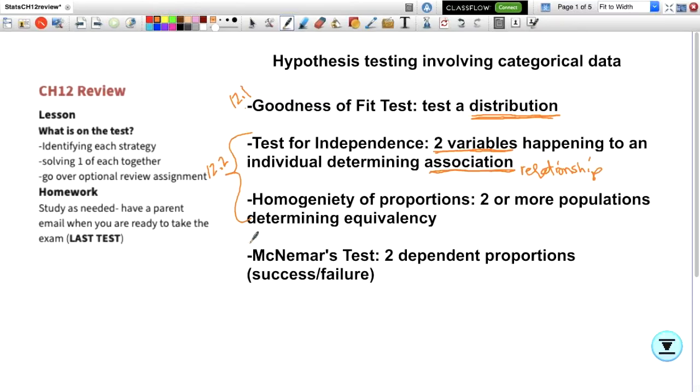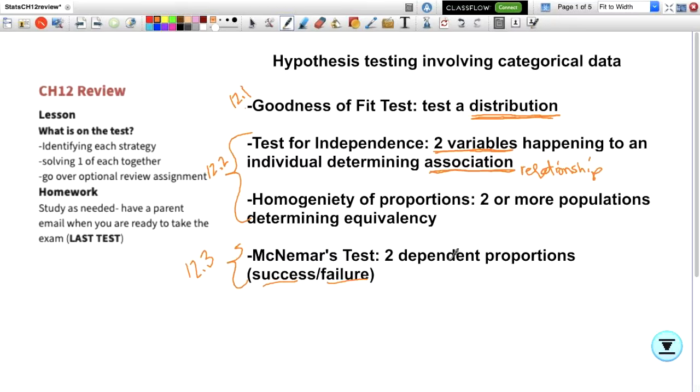The last one is McNemar's test, which was section 12.3. It has you looking at 2 dependent proportions, and they're going to be set up in a contingency table again, but it's going to say success and failure on them. Okay, so that is kind of your clue right in there.